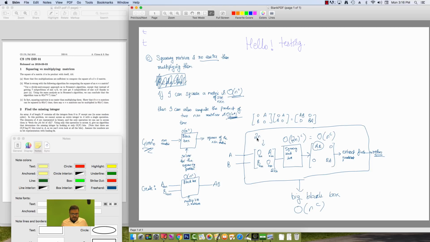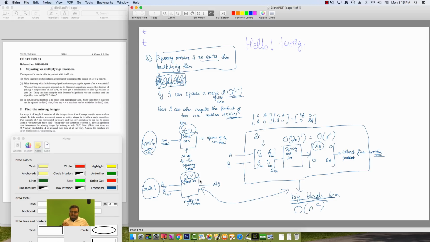What have we done? We took a black box that we were given, and we created this big black box. This big black box is nothing but what we had to create. And in doing so, we have now shown that squaring matrices is no easier than multiplying them, because if you can square in n to the power c time, then you can multiply in n to the power c time, is what we have shown.